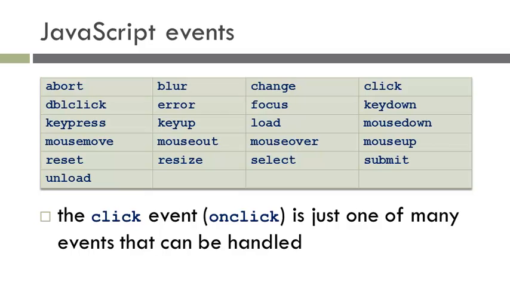Since JavaScript is an event-driven language, it has events for just about everything. The events that we have been using the most up to this point are mouse events, and they are just one of the many events that can be handled. This list here is just a small sample of the many.